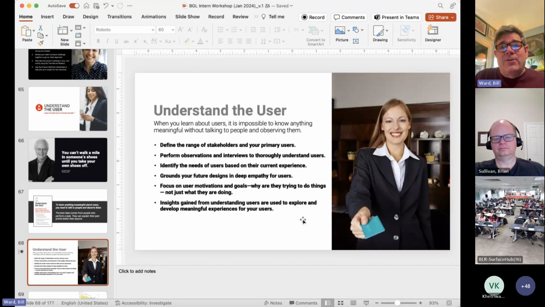So we want to define the range of stakeholders and your primary users. We want to perform observations and interviews to thoroughly understand them. Identify the needs of users based on their current experience. Where are they having issues? This grounds your future designs in empathy, deep empathy for users. We focus on the user motivations and goals. What are they trying to do? Not just what they're doing. What are they trying to achieve? Insights gained from understanding users are used to explore and develop meaningful experiences for your users.